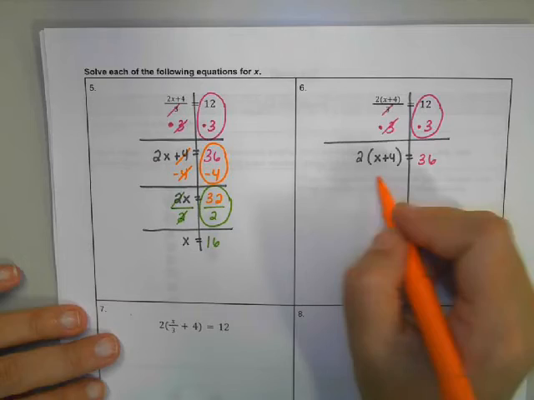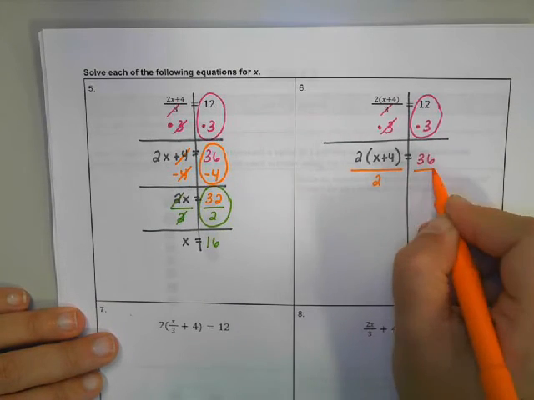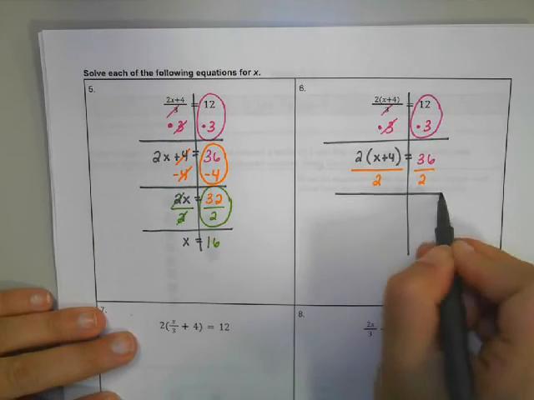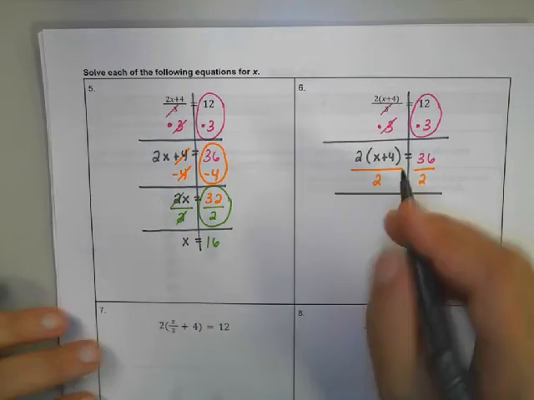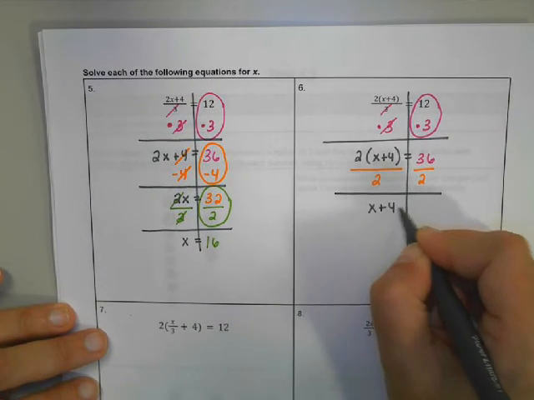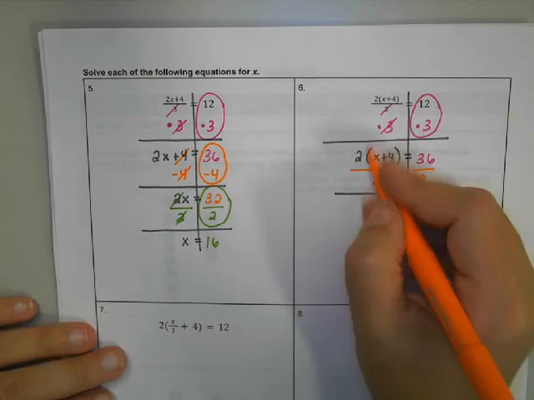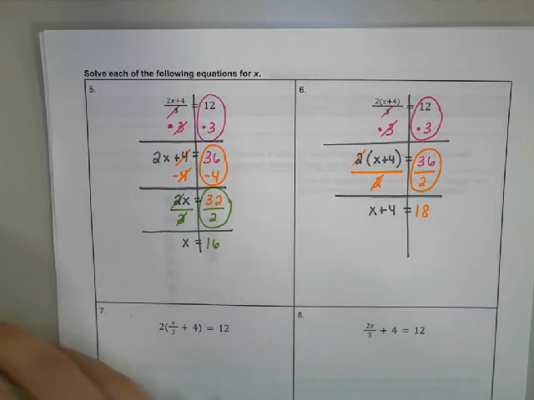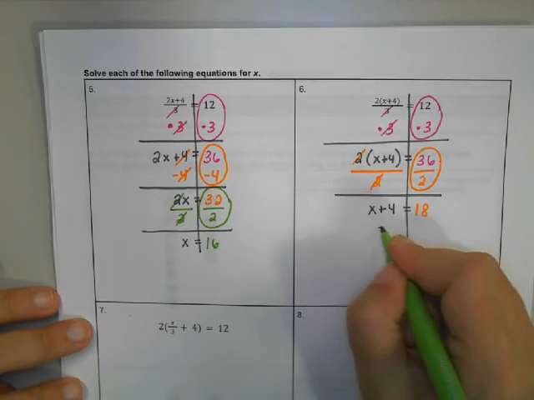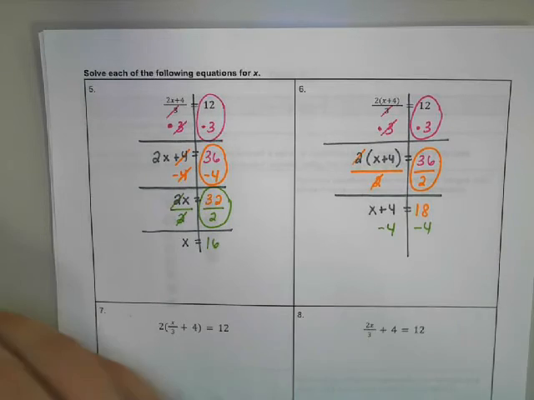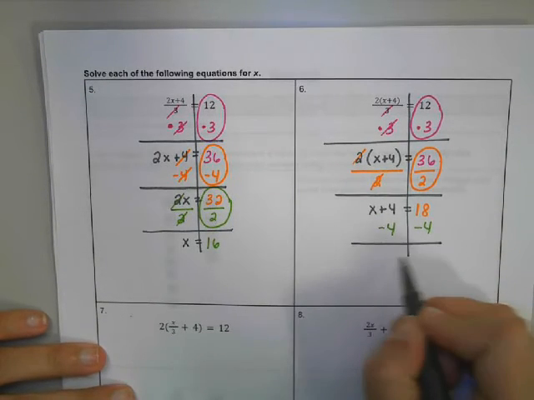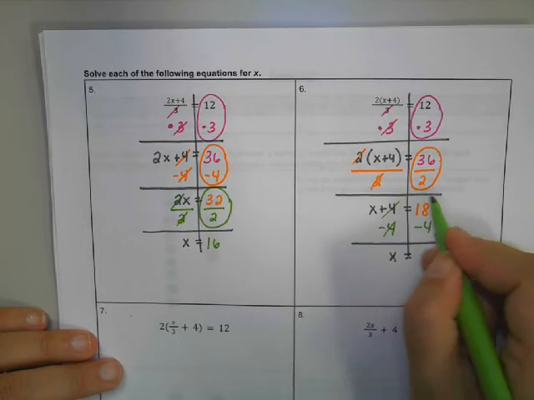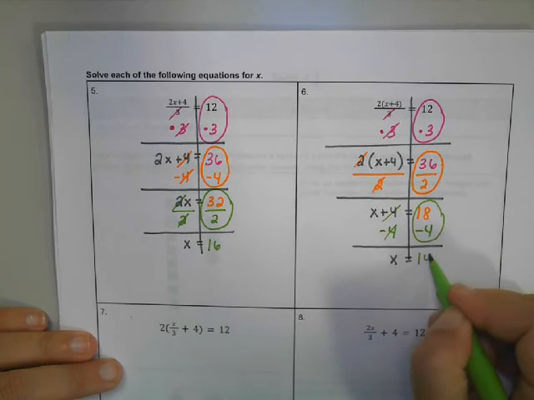Next, I'm going to divide by 2. And the reason I'm dividing is that 2 is on the outside of the parentheses, so it means multiplication. The opposite of multiplication would be division. So the 2's cancel, and 36 divided by 2 is 18. Last but not least, I'm going to subtract 4 on both sides. So I get x equals, and the 4's cancel, and 18 minus 4 is 14.